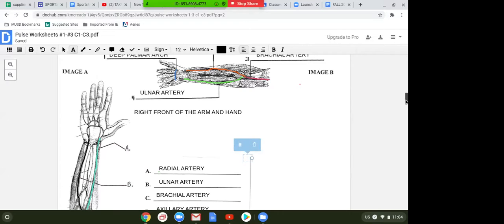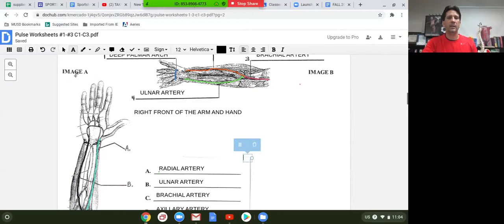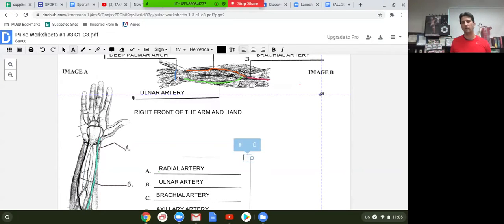So what we have to do is just draw. Replicate image A right here where it says image B. Redraw this and label it, color it, and put A, B, C, D on this side, just to help you draw and help you remember it.